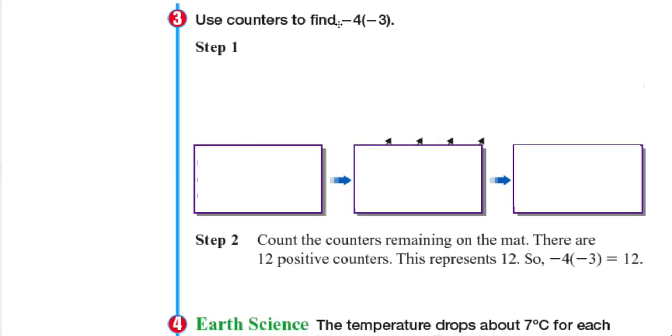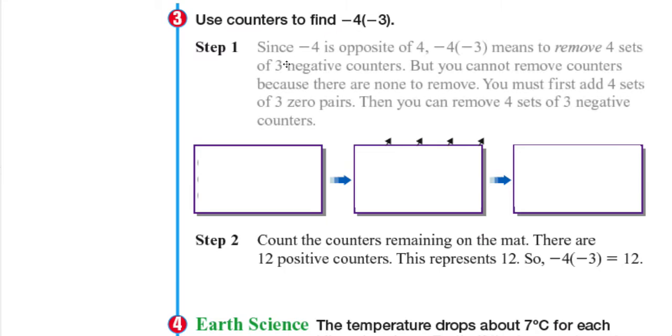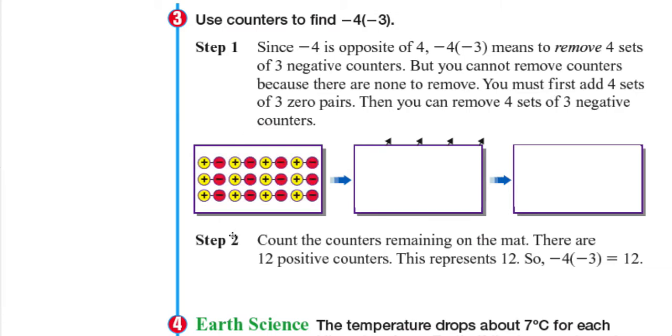Use counters to find negative 3 times negative 4 times negative 3. So again, step number 1, since negative 4 is the opposite of 4, negative 4 times negative 3 means to remove 4 sets of 3 negative counters. Okay, but you cannot remove counters because there are none to remove.